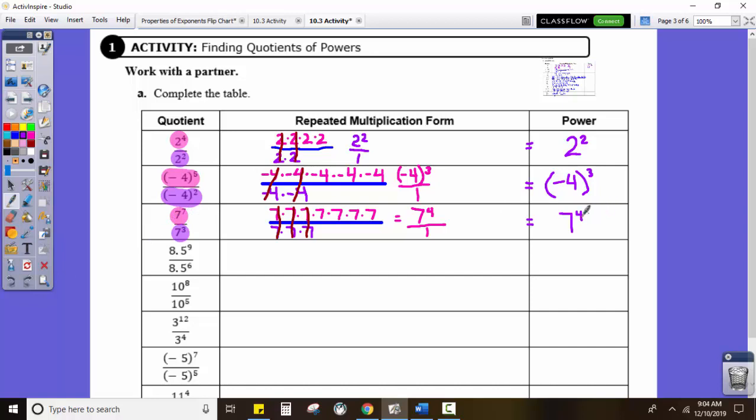7 and 3, how does it relate to the 4? Okay, I'll do another one with you, and then you're going to do the rest of them on your own, and you'll check your work. So next one, 8.5 to the 9th.